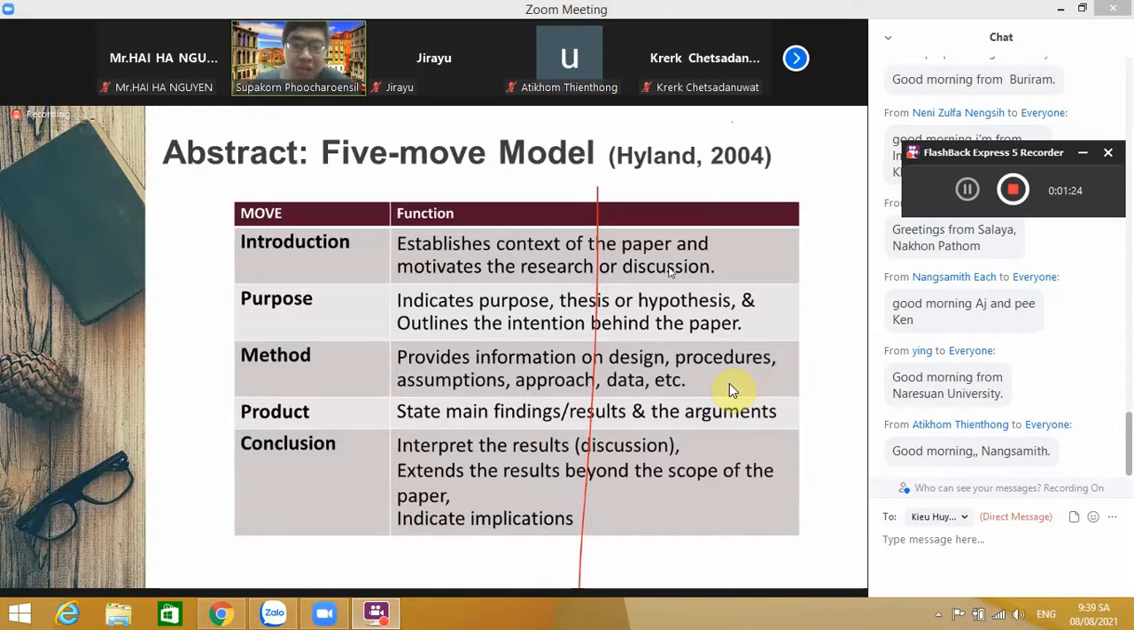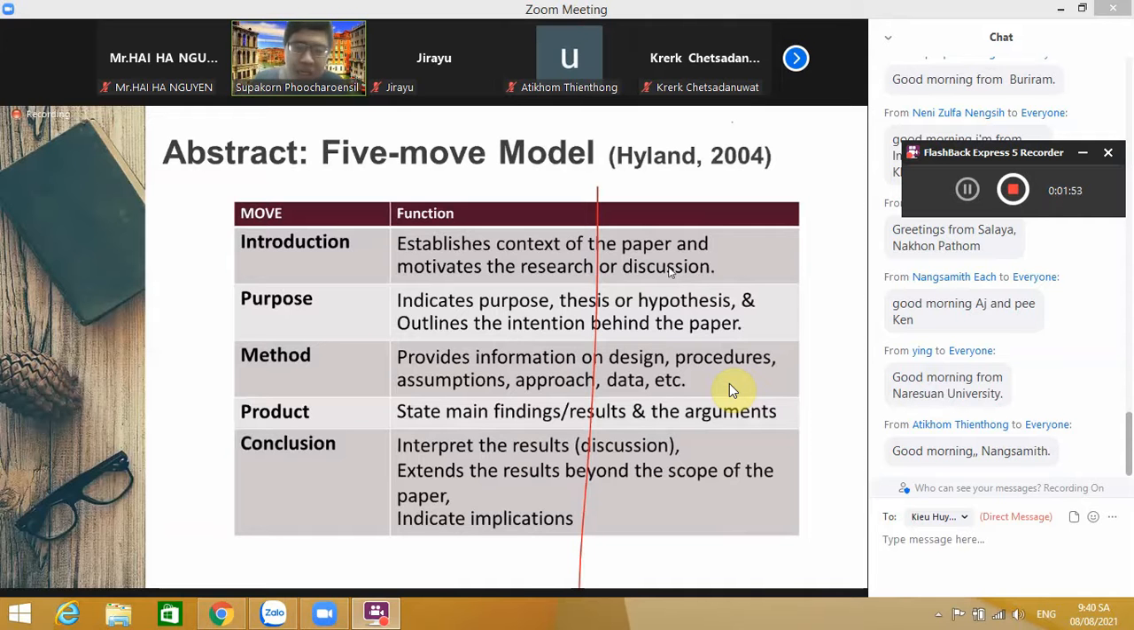You should provide information on design, research design, procedures, assumptions, approach, data, participants, and then you state the main findings and results or arguments in product. And finally, in your conclusion, you interpret the result. This is similar to what you discuss, right? The findings, and extend the result beyond the scope of the paper. And you can also indicate implications.